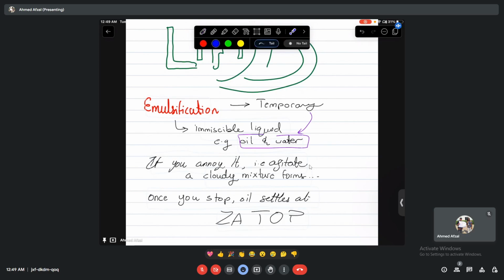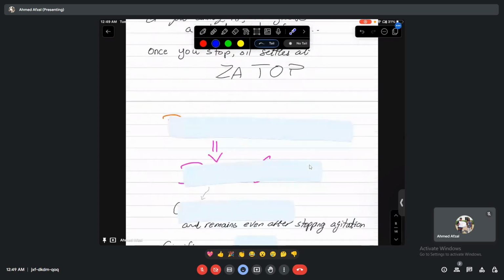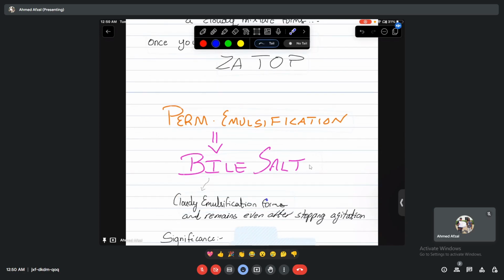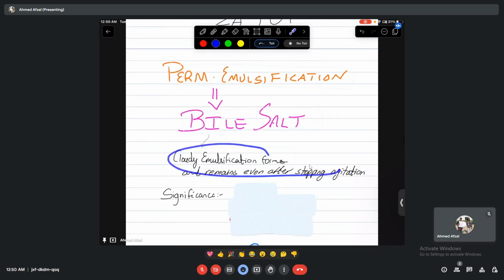Now, what if you wanted to make this permanent? How does the body make it permanent? The body makes it permanent by using bile salts, right? This is how you get permanent emulsification. Basically, a cloudy emulsification forms and it remains even after you stop agitation, right? It's going to stay a cloudy solution forever.